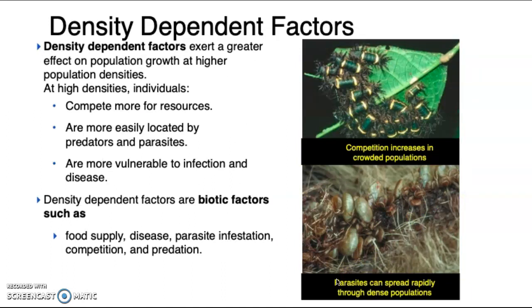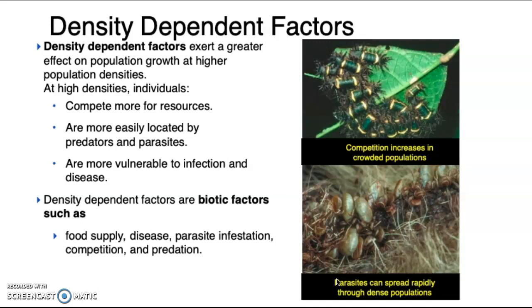The factors that are going to impact population growth can either be density dependent or density independent. Density dependent factors have a greater effect on population when the density is higher. So if you have a larger, more dense population, there's going to be more competition for resources. It's going to be easier for predators and parasites to find that population versus if it was more spaced out.